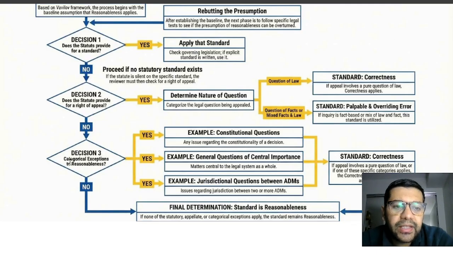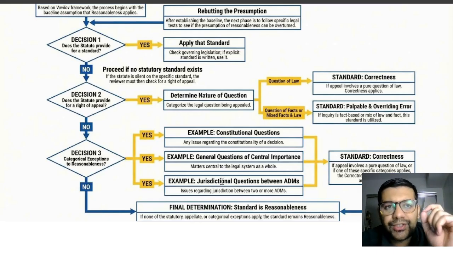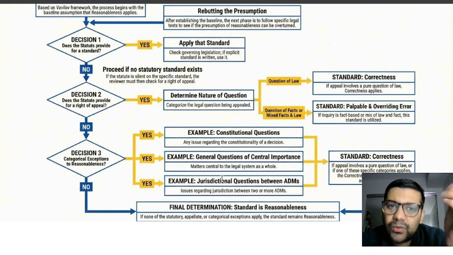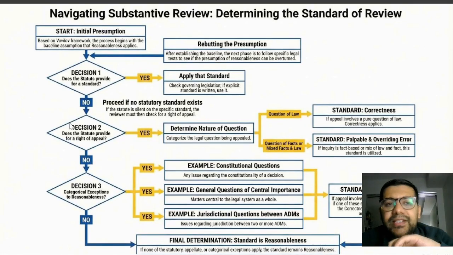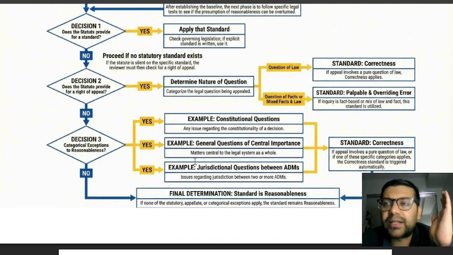Then go further, and you see that decision 3 is the categorical exceptions for reasonableness. These are the exceptions. If yes, then you have to go here, but if there is no appeal, then the only option you're left with is one of these three exceptions. The exceptions are, if it's a constitutional question, then obviously you want to go to the court and say that this is a constitutional question that arose out of the standard of review, and hence I am coming here because the decision that was made was not correct.